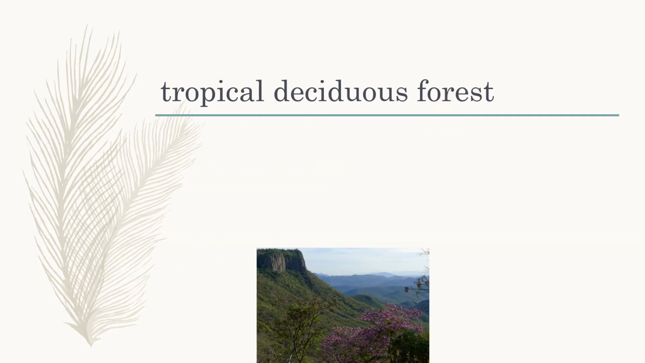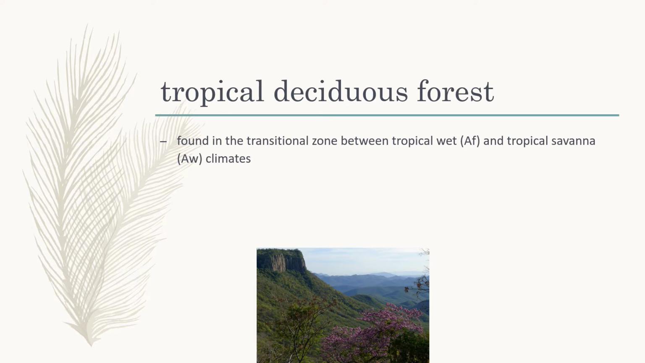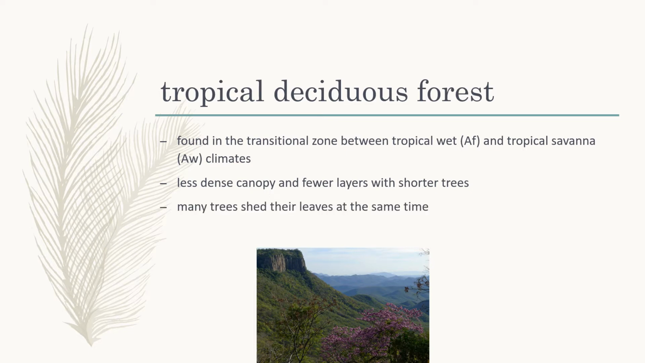The tropical deciduous forest is found in the transitional zone between tropical wet and tropical savanna climates. It has a less dense canopy than the rainforest, and the trees here grow much shorter. Most of the trees shed their leaves at the same time during the dry period. This allows sunlight to get through the canopy and produce the classic jungle conditions. There are more ground-level vertebrates since the food grows on the ground rather than in the canopy.